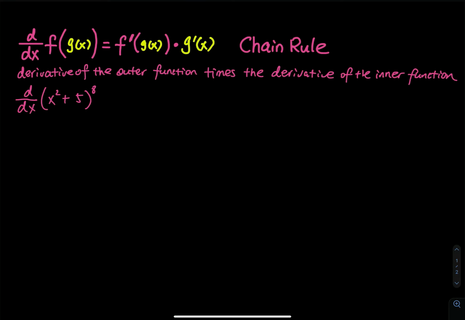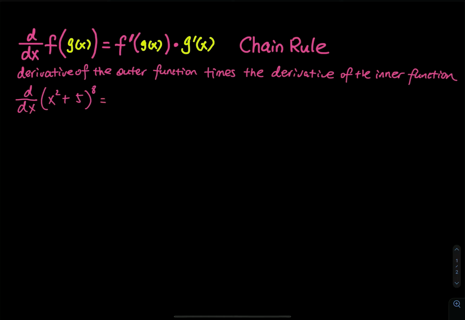So let's use the first problem as an example. So we have x squared plus 5 raised to the 8th power. Without chain rule, if you only know the power rule, you have to open up the 8th power. So that becomes many terms, and then you have to take the derivative term by term. With the chain rule, you can treat everything inside the parenthesis as one item, just one item.